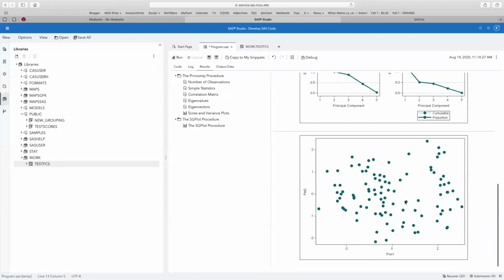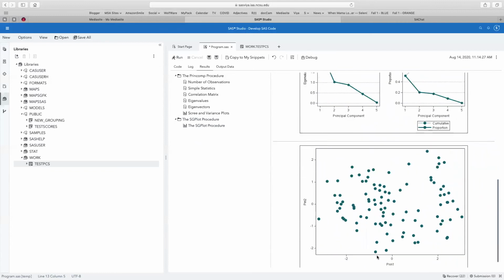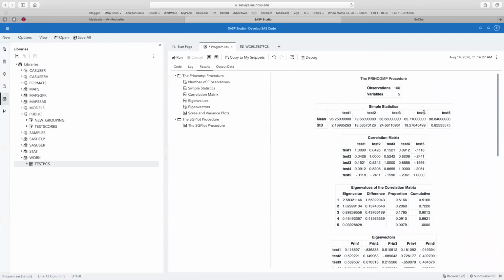I know that the people to the right, higher scores on Prin 1, did better on the middle 3 tests. Those that did better on Prin 2 did better on test 5 than on test 1. But here's the thing. I don't really care about test 5 or test 1. Test 5 and test 1 had such little variability, they don't have much consequence to my practical analysis, especially for this example where I'm talking about test scores and I'm trying to differentiate individuals.